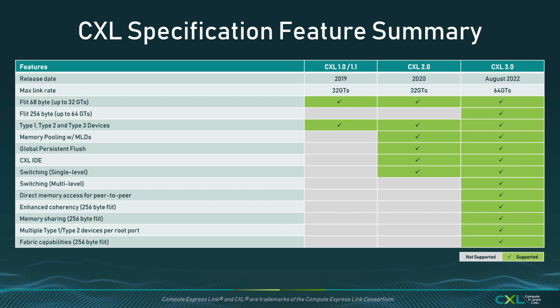And then from a use case perspective, it brought in the mechanisms to address the switching multi-level use case, direct memory access for peer-to-peer. There's enhanced coherency support, and then the ability to support multiple Type 1 and Type 2 devices per root port. With CXL 2.0, there were some limitations on how many Type 1, Type 2 devices you could support. That was extended with CXL 3.0, and then fabric capabilities were defined, and they were even further enhanced with CXL 3.1, which Rob will cover in the next few slides.